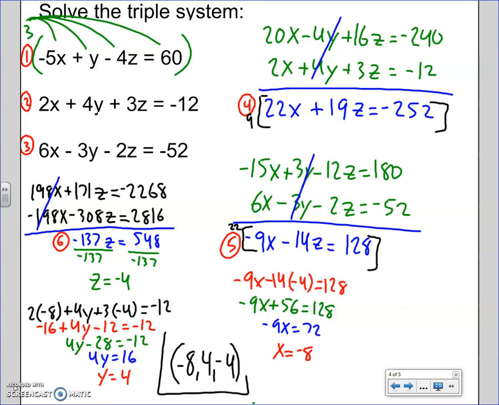That is my answer. If you're going to classify it, that is consistent and independent because it's 1 point. And you can plug this point in all three equations. It should always be true. So that's how you solve a triple system.